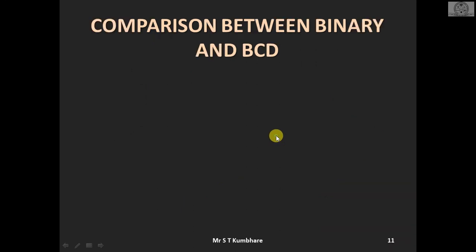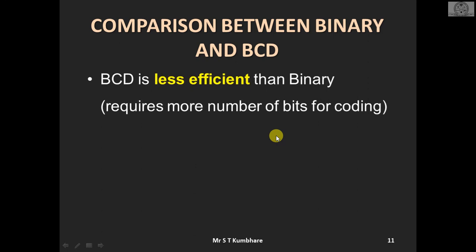Let's go to the next slide. Comparison between binary and BCD. So BCD is less efficient than binary because it requires more number of bits. Let's take an example. I want to represent 12, a decimal number, in binary. In binary, it can be represented with 1, 1, 0, 0. But if I want to represent this decimal number in BCD, I have to represent 1 as 0, 0, 0, 1, and 2 is represented as 0, 0, 1, 0.